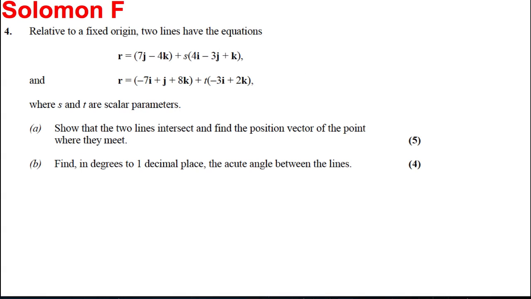Okay, here's a Solomon question on the vector equations of lines. Relative to a fixed origin, there are two lines, and there's one equation and there's the other, where s and t are parameters. Show that the two lines intersect, find the position vector where they meet, and then find in degrees to 1 dp the angle between the lines.